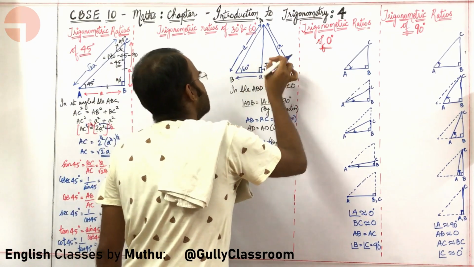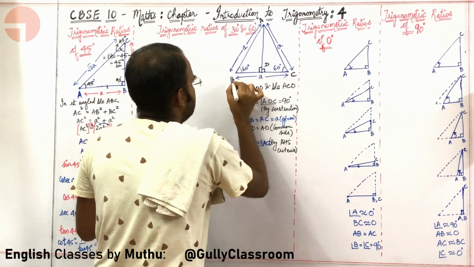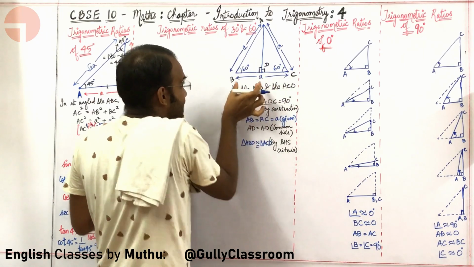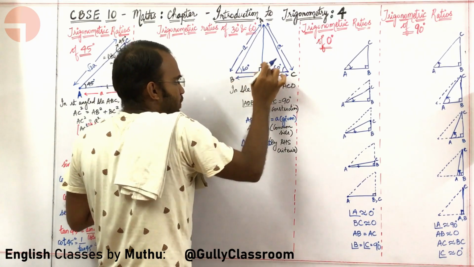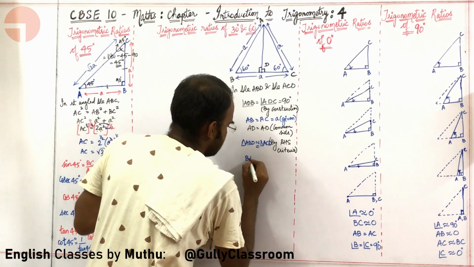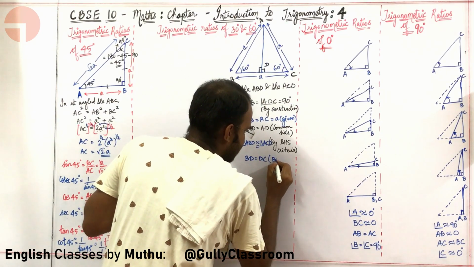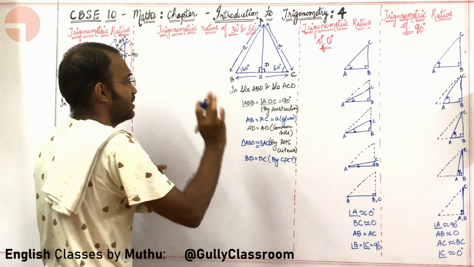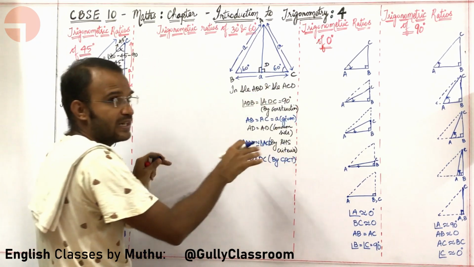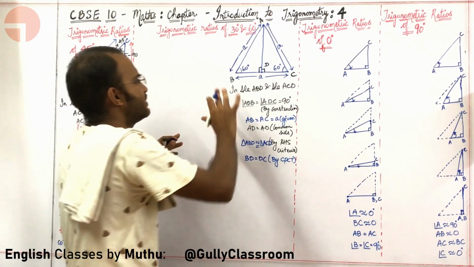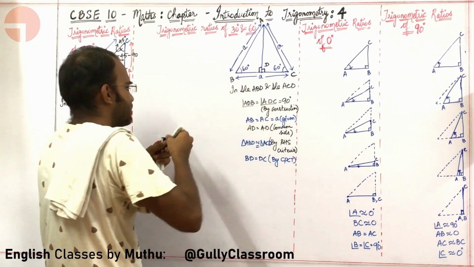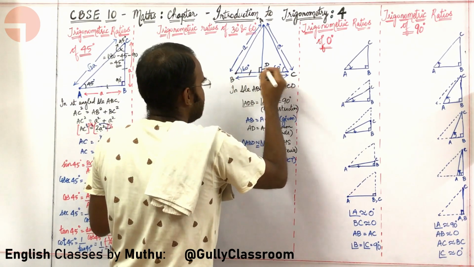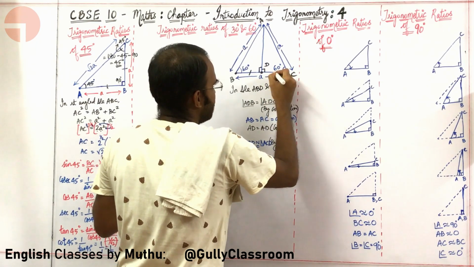Because these two triangles are congruent to each other, BD is equal to DC. Let me show you again. BD, this particular length, is equal to DC, this particular length. How, sir? BD is equal to DC by CPCT, corresponding parts of congruent triangles. All this comes under the 9th syllabus. We have already studied it, so I am doing a very fast recollection. So let us mark that BD is equal to DC.